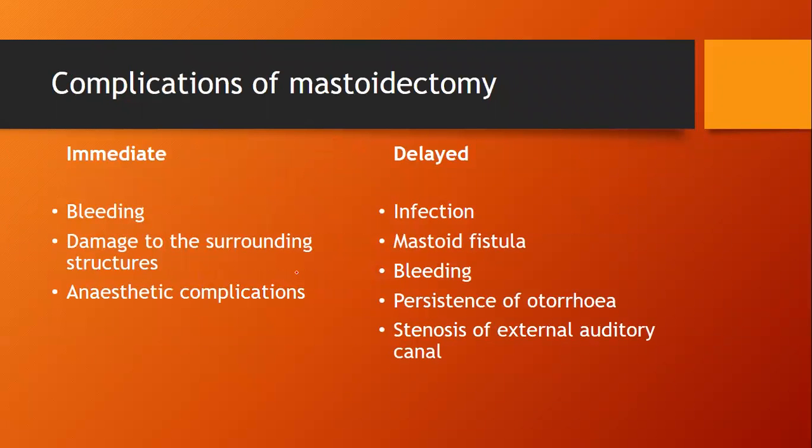Okay, the complications of mastoidectomy can be divided into immediate and delayed. Immediate complications include bleeding, damage to surrounding structures, and anesthetic complications. Due to the general anesthesia, there can be severe complications like paralysis. Then delayed complications include infections and mastoid fistula. Then bleeding, persistence of otorrhea, and stenosis of the external auditory canal. While performing this procedure, there can be stenosis or narrowing of the external auditory canal.